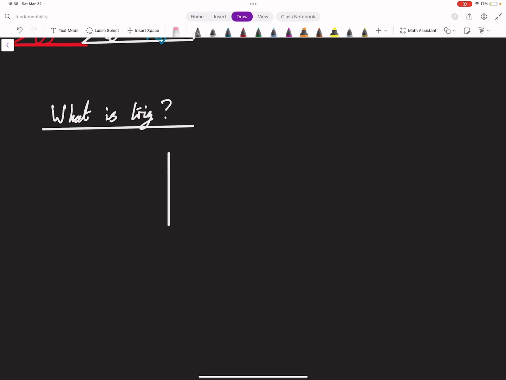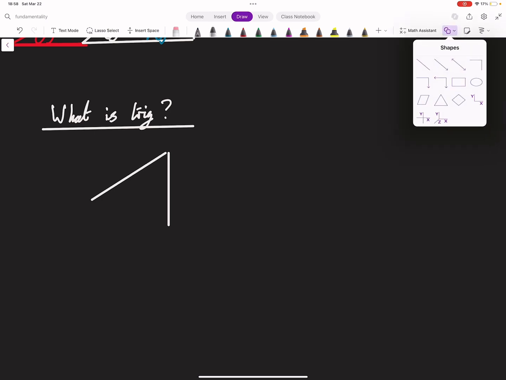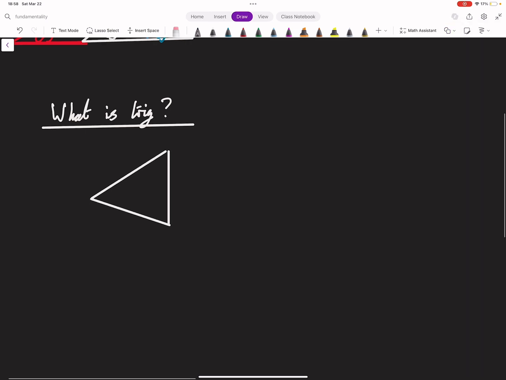For first I'm just going to show you a triangle. Just not a right-angled triangle, just any random triangle. Look at this angle here. We use theta to denote angles. It's a Greek letter. Mathematicians like to use them.